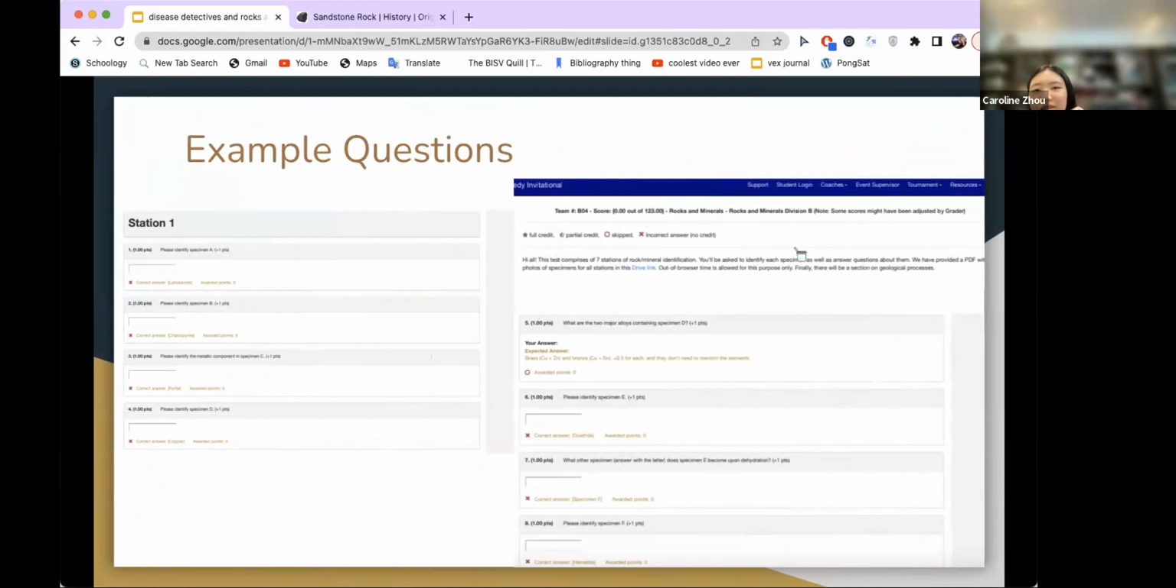So I think for this test, they gave you a Google Drive link that you click, and then it shows you a bunch of pictures of the rocks, and you use those pictures to answer these questions. It just asks you to identify, like, please identify specimen A, please identify specimen B. It's pretty straightforward, yeah.